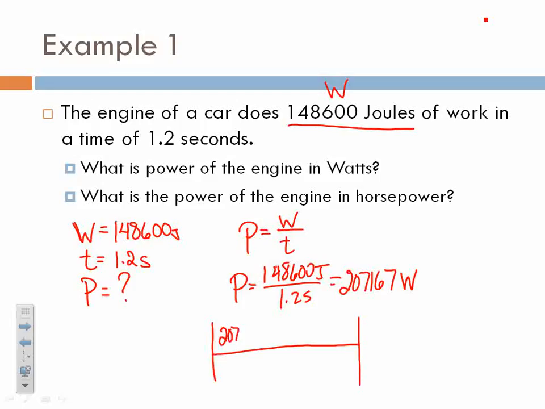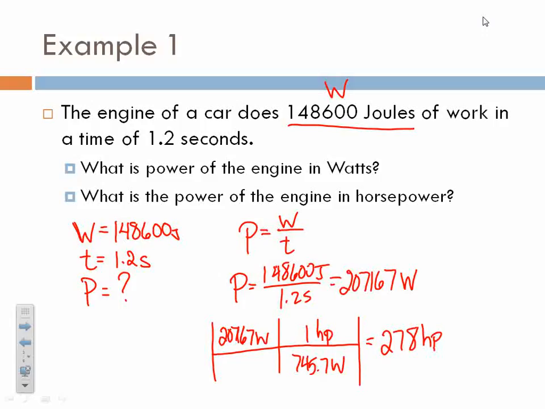We have 207,167 watts. We know that there is 745.7 watts for every 1 horse. Alright. We could quickly calculate that and we get 278 horsepower, which is a pretty awesome engine, by the way. It's outstanding. So 278 horsepower, something that we're a little bit more familiar with. Same thing as 207,000 watts, roughly. And that's what we're really talking about here. How much work can something get done?